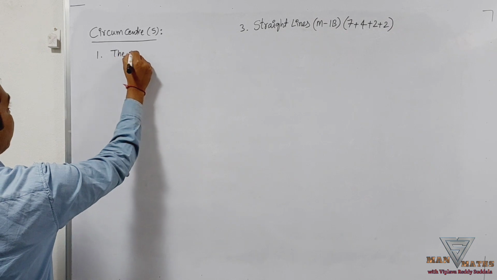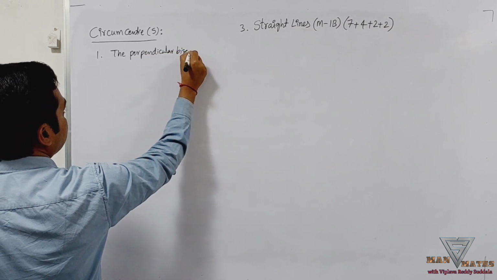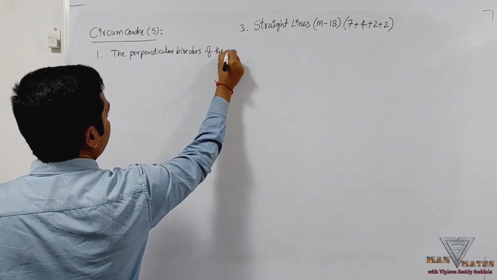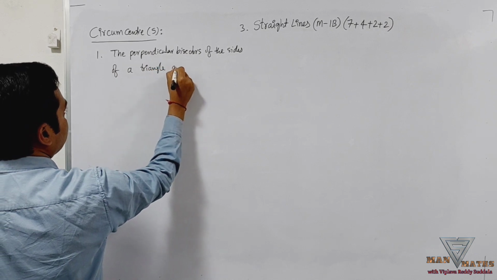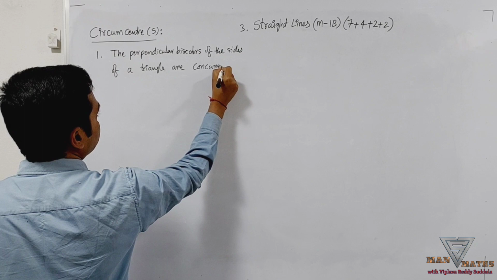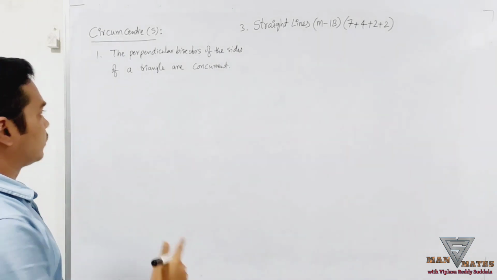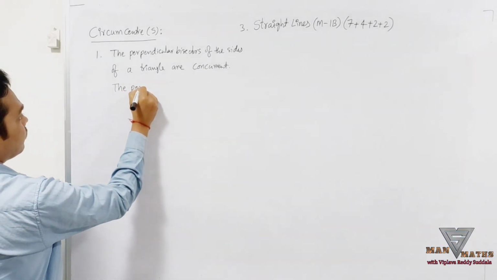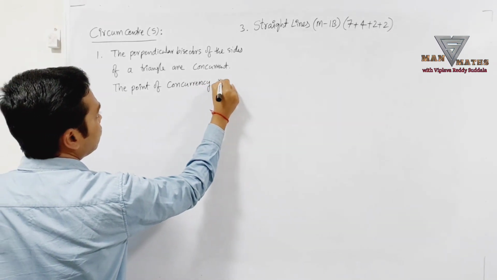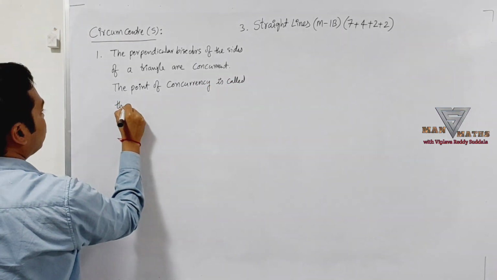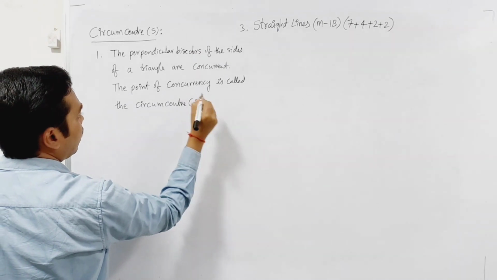The perpendicular bisectors of the sides of a triangle are concurrent. We know this. The perpendicular bisectors of the sides of a triangle are always concurrent. The point of concurrency is called the circumcenter. It is represented by capital S.